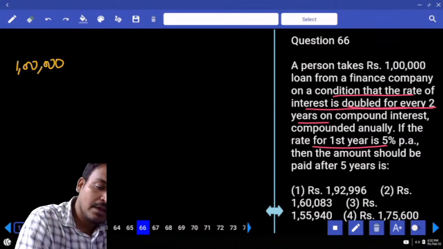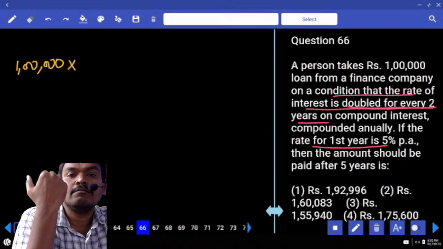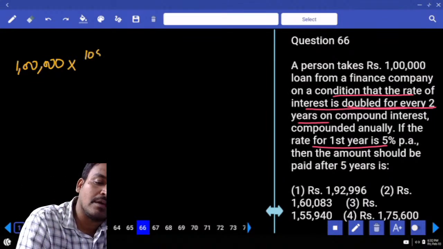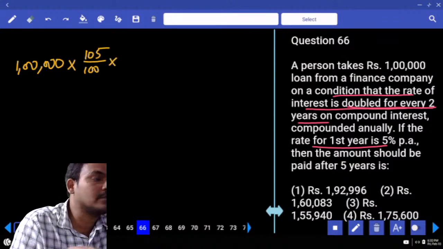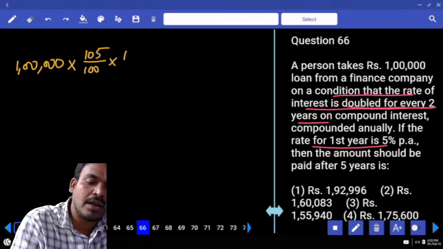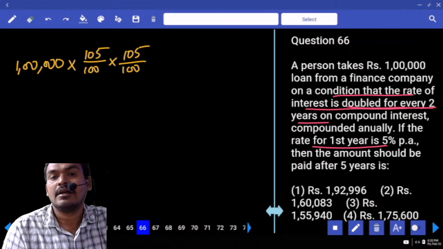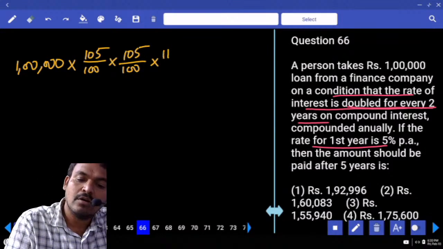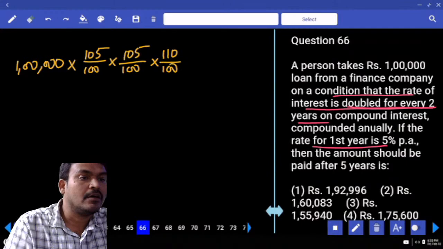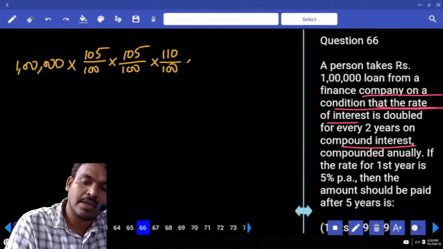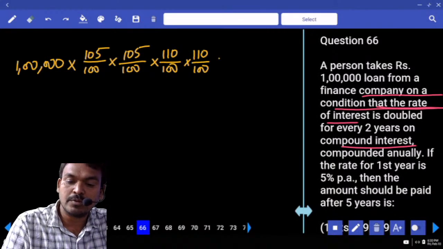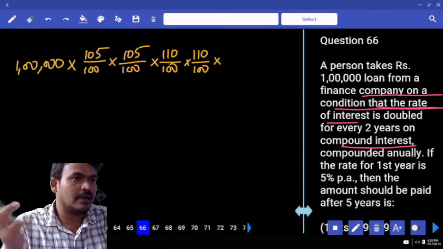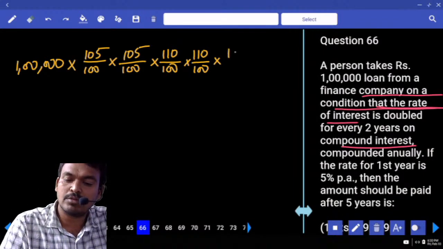Successive increase. In first year how much percent is increased? 5%. Then we write 105 by 100, yes or no? Second year also how much percent is increased? 5%. Then we write 105 by 100. But third year how much percent is increased? 10%. Then what is the third year value? 110 by 100. And fourth year also how much percent is increased? 10%. Then we write fourth year 110 by 100. And fifth year how much percent is increased? 20%. Double means 20%, and then the fifth year value?